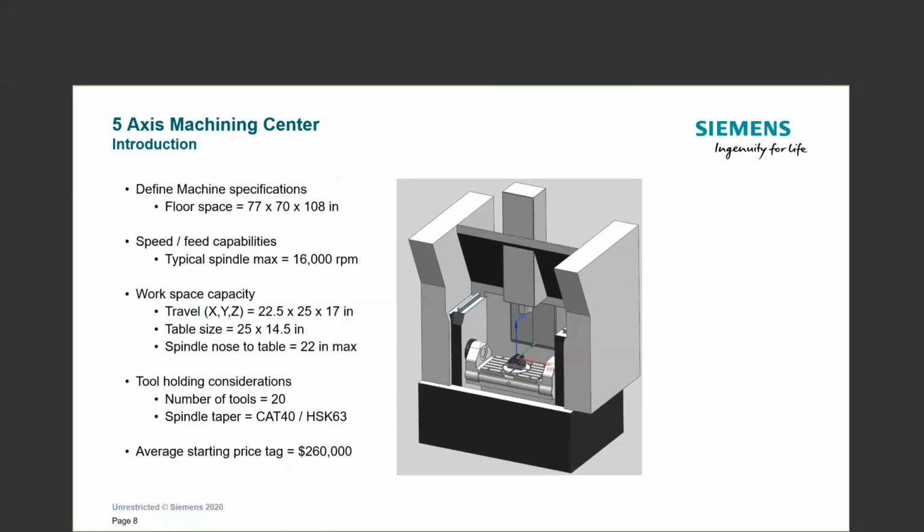A couple things here. We are omitting the number of tool stations. This machine is going to give us 20 pockets for the tool holding capacity. And the spindle taper, while this machine can typically be offered in Cat 40 and HSK 63 or the larger variants, we're going to stick with Cat 40 just to minimize the discrepancy between this machine and our 3-axis vertical machining center.